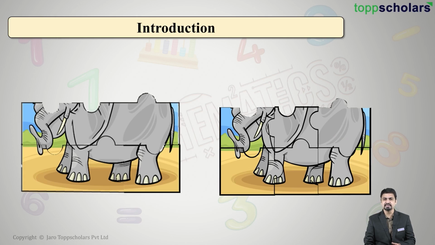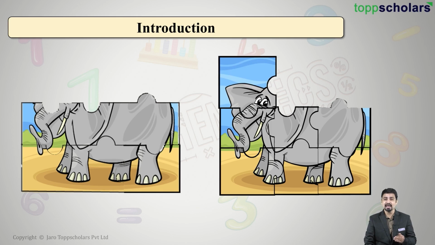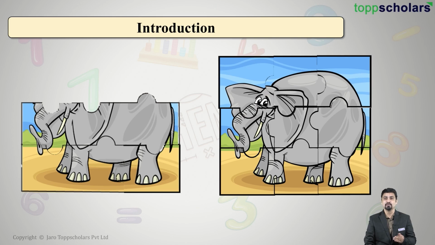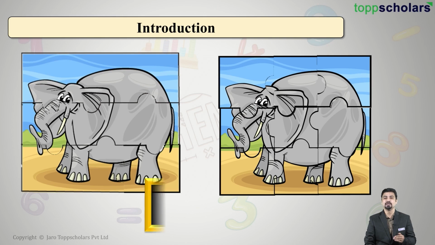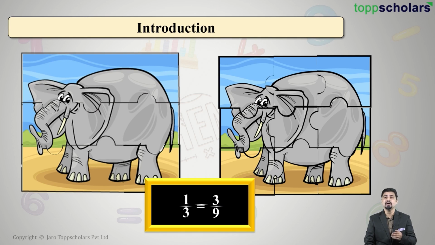In both the cases, the given part is the same in size and shape and the missing part is also exactly the same. But in the first image, we have one part of the puzzle missing out of 3, and in the second image we have 3 parts of the puzzle missing out of 9. So I can say that this 3 out of 9 or this 1 out of 3 both are equal, right? Shall we take one more example to understand this concept?